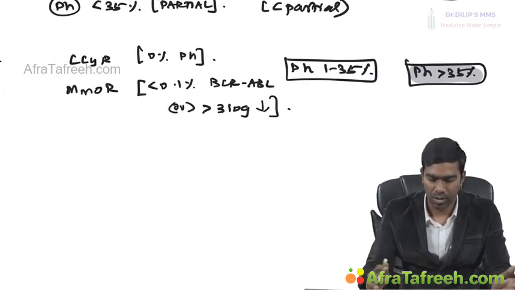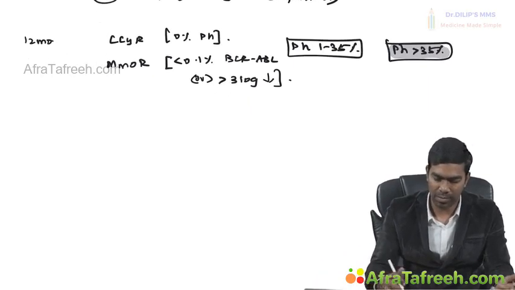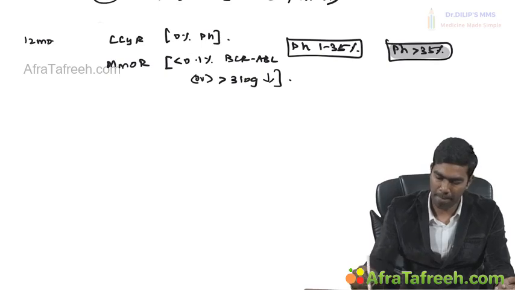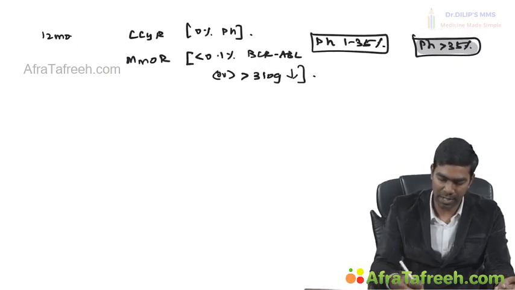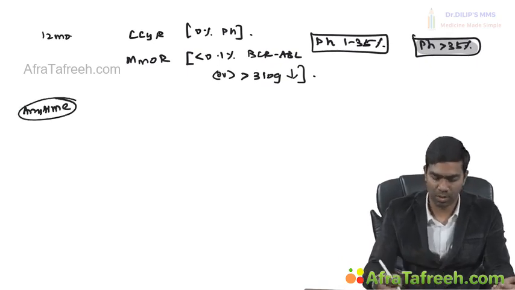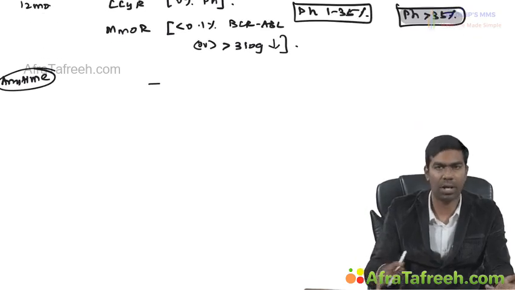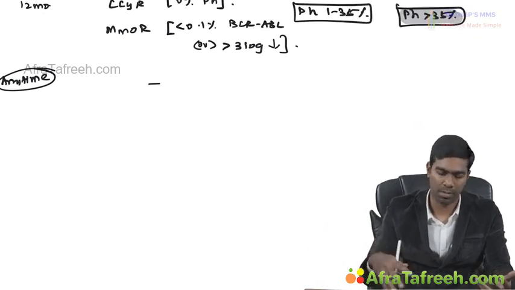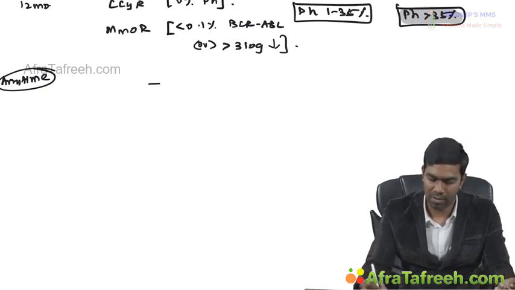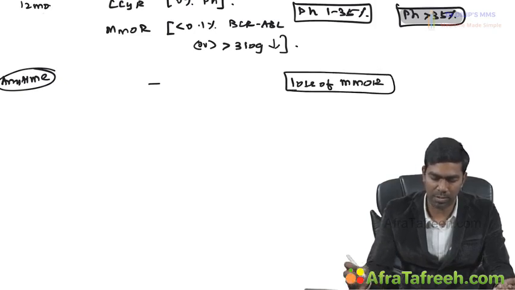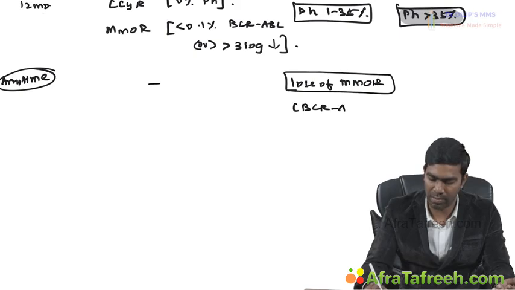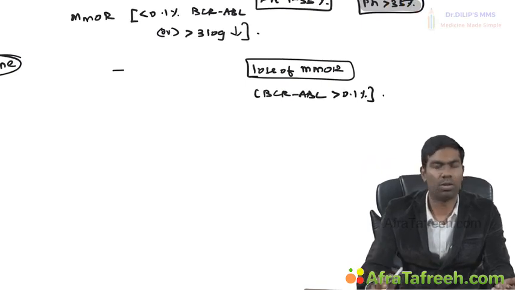Okay. Along with this, there is something called anytime. For example, anytime after 12 months, you cannot give anything for optimal. Optimal you have to achieve by 12 months and after this it has to be maintained. But anytime after 12 months, if you have a loss of major molecular response, what do you mean by loss of major molecular response? Once again the BCR-ABL transcripts will become detectable and will become more than 0.1%.